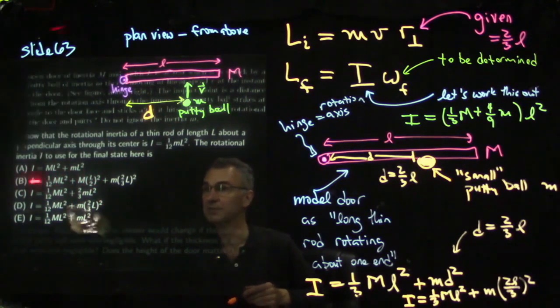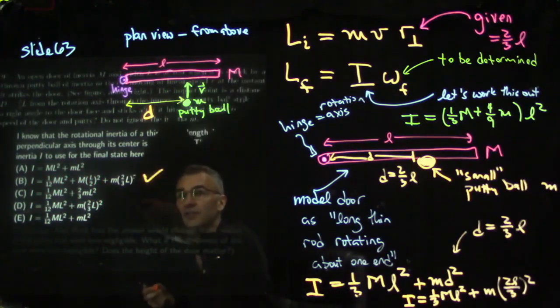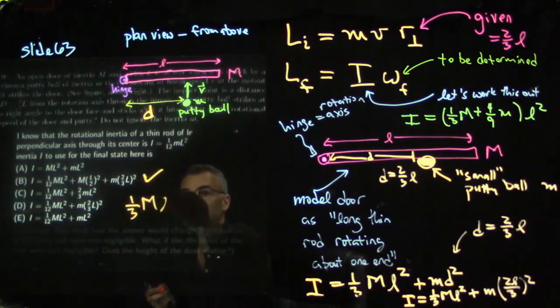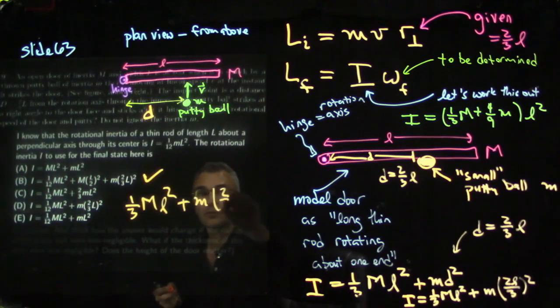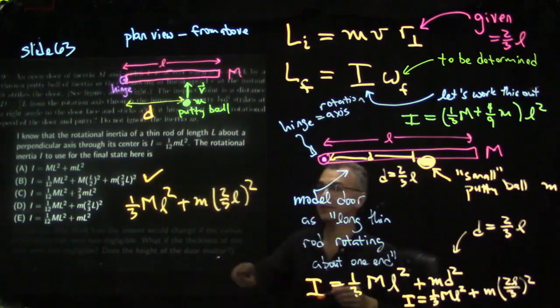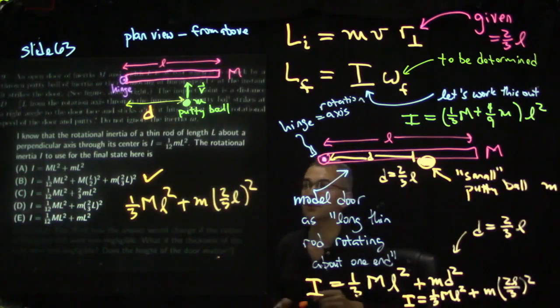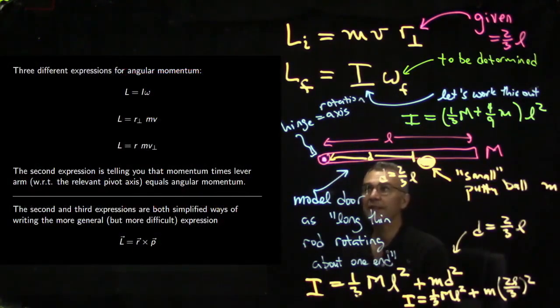So it's really answer B here, because this is 1/3 big M L squared plus m 2/3 L squared. So that's basically equivalent to what I wrote in answer B here. Bravo.